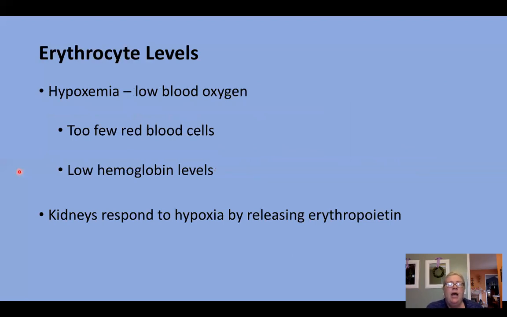I mentioned the term hypoxia. Hypoxia is low blood oxygen level. This could be due to too few red blood cells or low hemoglobin level. A lot of people now who have the coronavirus are suffering from hypoxia because they're just not getting enough oxygen in as they're breathing. Again, one of your body's responses to hypoxia is to release more erythropoietin to try to make up for that deficit in the number of red blood cells.